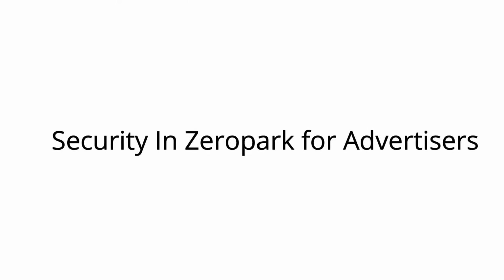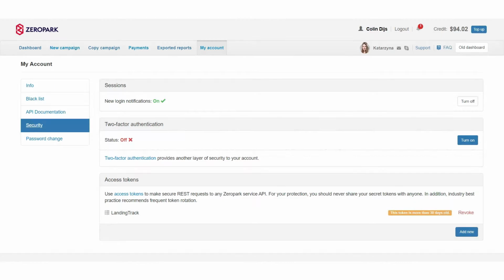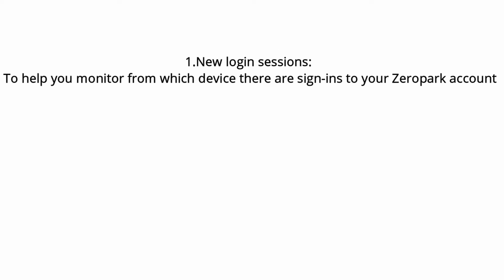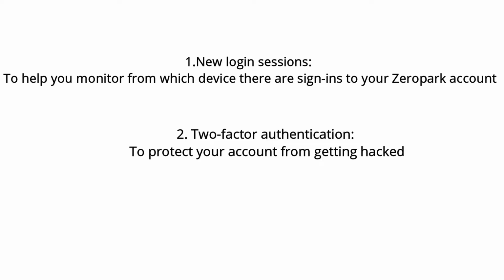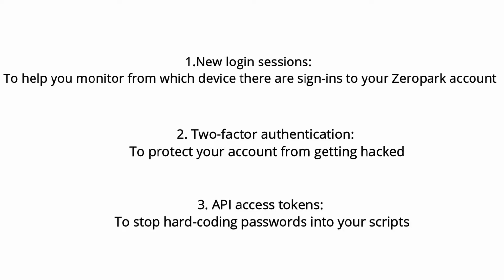Welcome to Security in Zeropark for Advertisers. Zeropark has 3 security features available to protect your account and stop hard coding sensitive data. First you have the new login sessions to help you monitor from which device there are sign-ins to your Zeropark account. 2-factor authentication to protect your account from getting hacked, and then also API access tokens to stop hard coding passwords into your scripts.